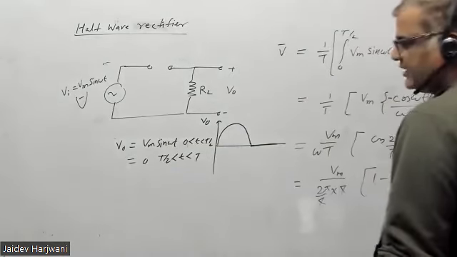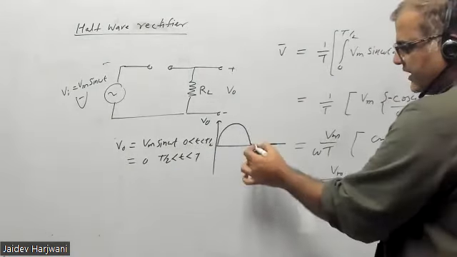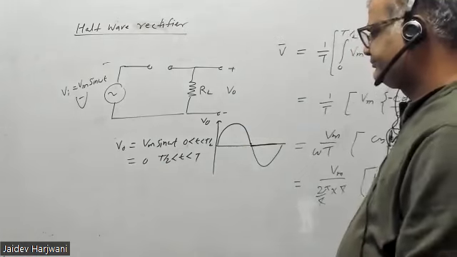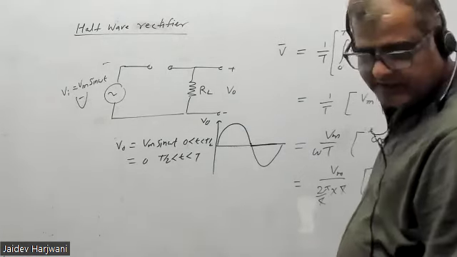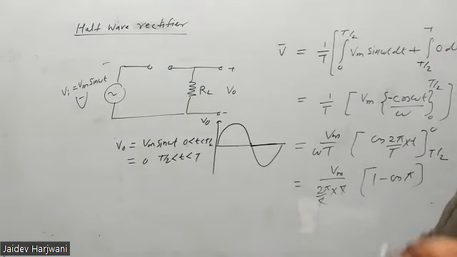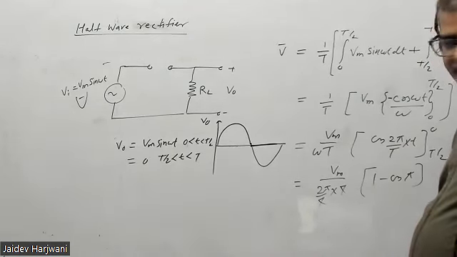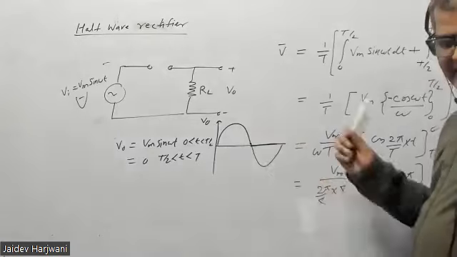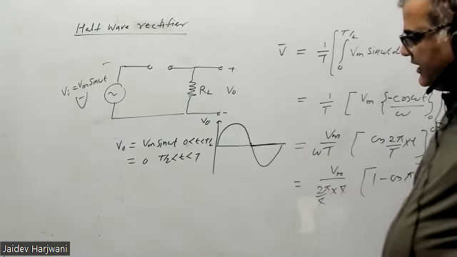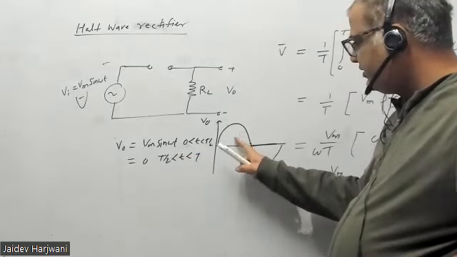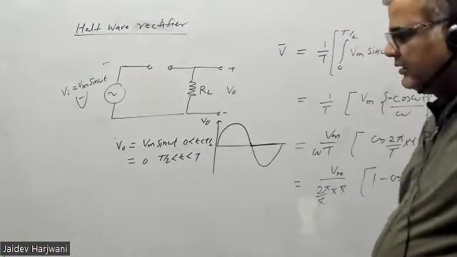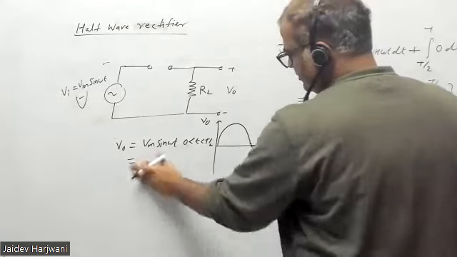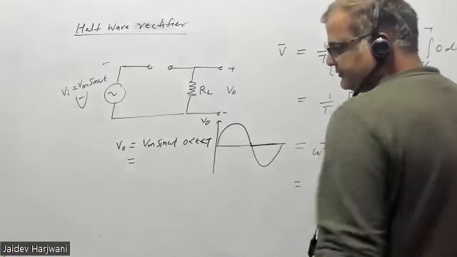Now suppose instead of this one, I get an output like this. Then what should I write here? Minus Vm sin omega t. Tell me, minus or plus? Minus? This is the same function, why would you change the sign? It is sin omega t. If I want to write this wave in the form of an equation, what should I write here? This is a sine wave, so it is the same, Vm sin omega t.